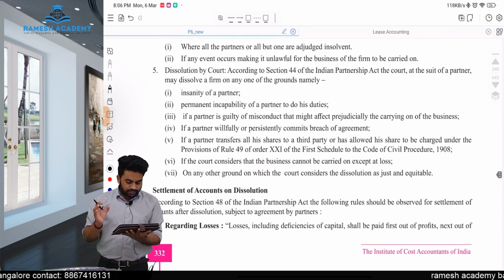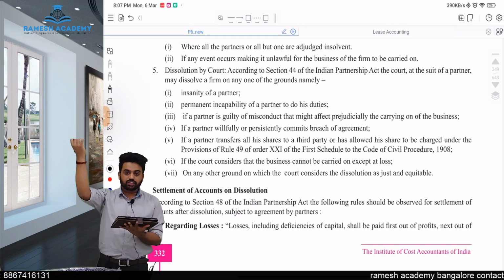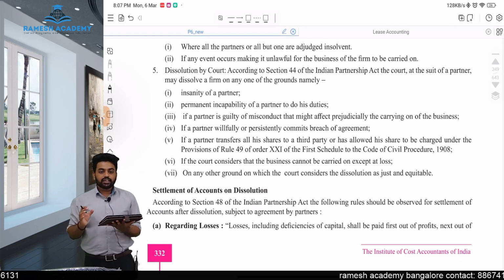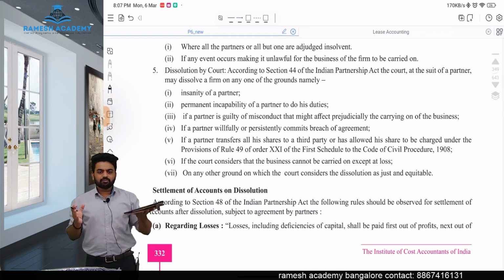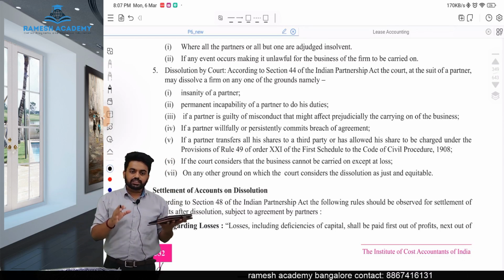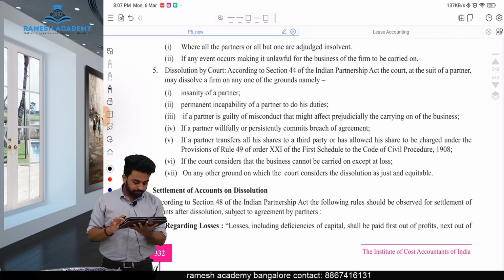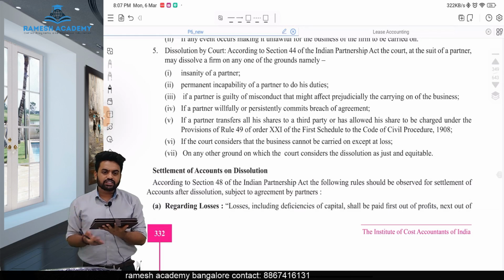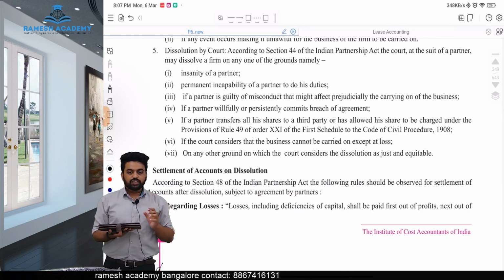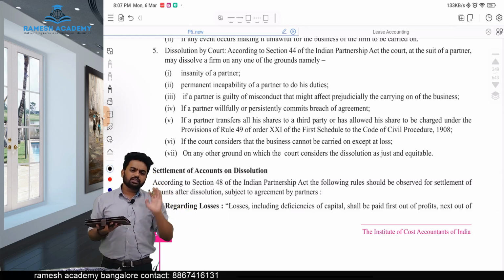If a partner is guilty of misconduct that might affect prejudicially the carrying on of the business. If one of your partners has done a mistake and he might go to jail, or he might end up being something where it will affect your business, then also the court will ask you to stop the business. If a partner willfully or persistently commits a breach of contract, breach of agreement. So your partner is willfully breaching the agreement or continuously breaching the agreement.